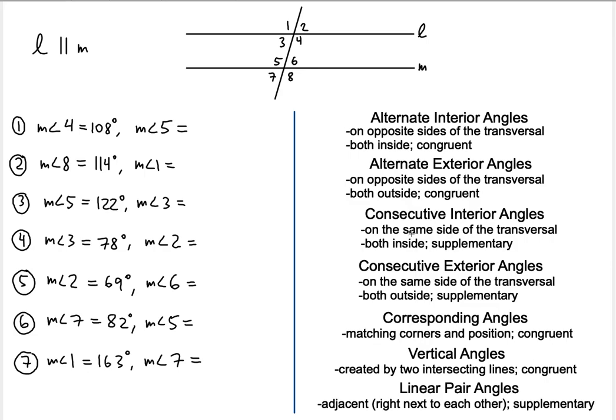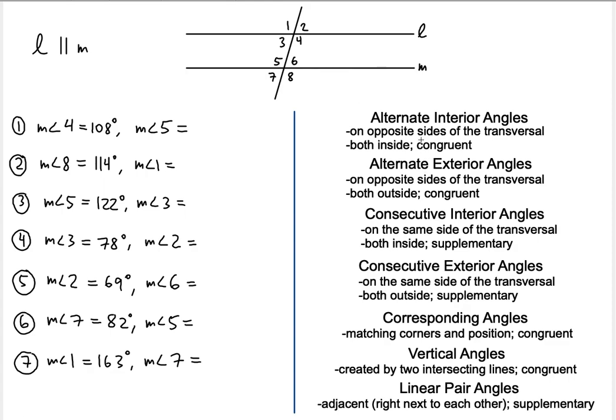consecutive interior angles. Now consecutive, you might think, well, that kind of looks like they're next to each other. Well, almost. They're not entirely next to each other, but you can think of them as being on the same side of the transversal. Okay, so for example, 4 and 6 are on the same side of the transversal, both inside, right? So 4 and 6 are both inside, and they must be supplementary. Now, of course, this rule applies only when L and M are parallel, okay?